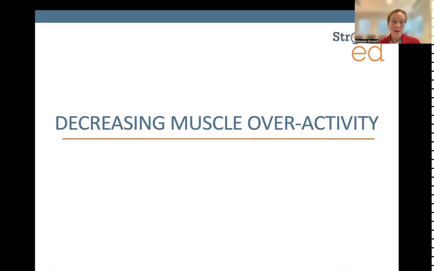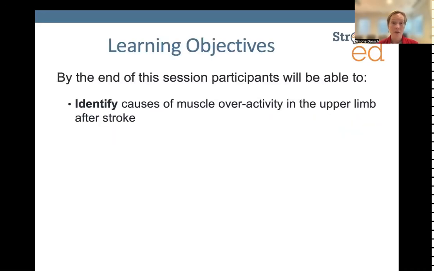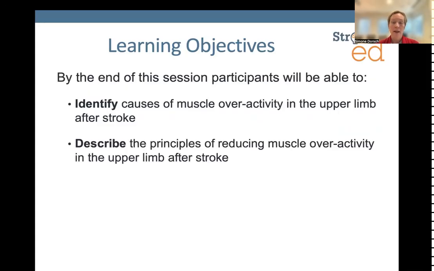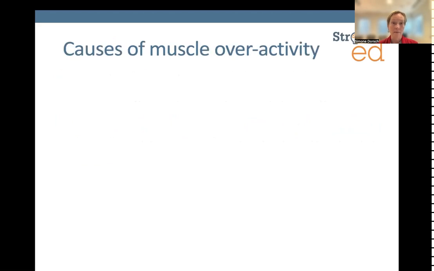This lecture is about identifying causes of muscle overactivity in the upper limb after stroke and strategies to help stroke survivors decrease overactivity in their upper limb muscles after stroke. So we'll think very much about the analysis of the causes of muscle overactivity so that we're targeting what's causing the overactivity, and we'll go through a list of principles or strategies for helping reduce that overactivity.